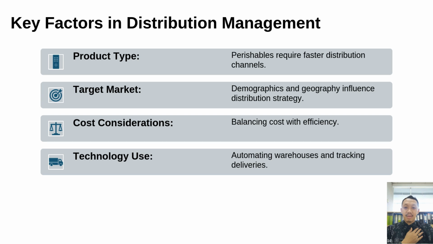Considerations of technology. Warehouse Management Systems, WMS. Transportation Management Systems, TMS. IoT and RFID enable real-time tracking of goods. Data analytics. Automation and robotics in warehouses increase speed and accuracy while reducing labor costs.